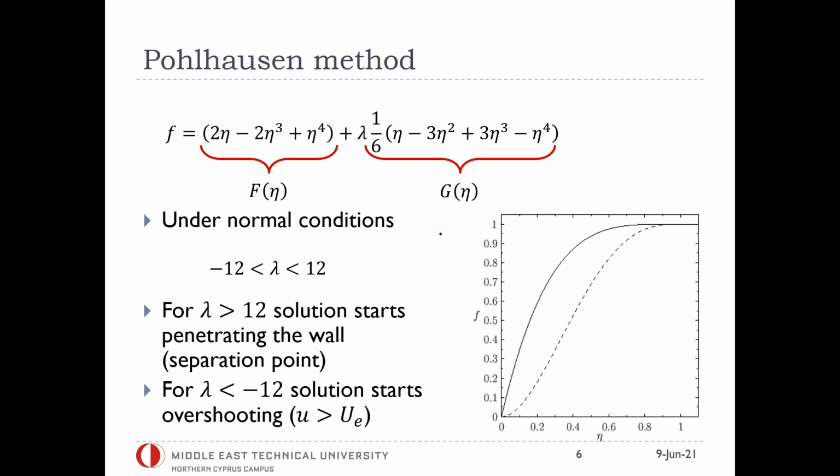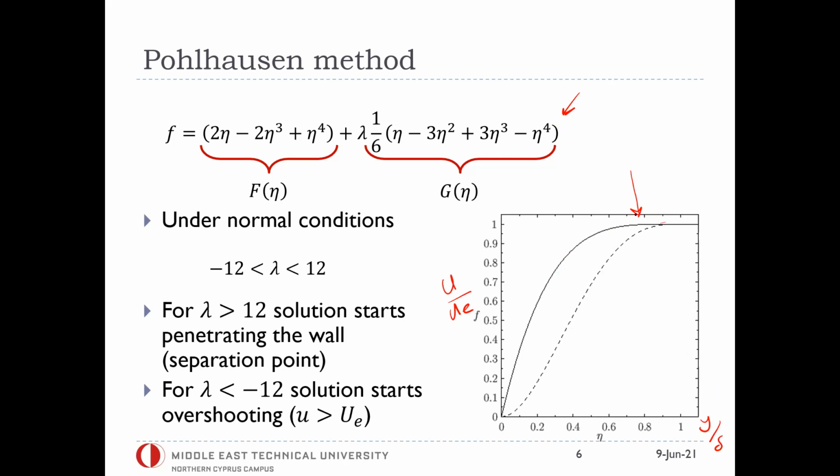But there is also a physical reason. The choice of lambda determines the shape of the velocity profile. And if you use it in this equation, this is your velocity profile shape, f versus eta. Remember, f was U over Ue. This axis is U over Ue, and this axis is y over delta, eta. So these are your several velocity profiles.